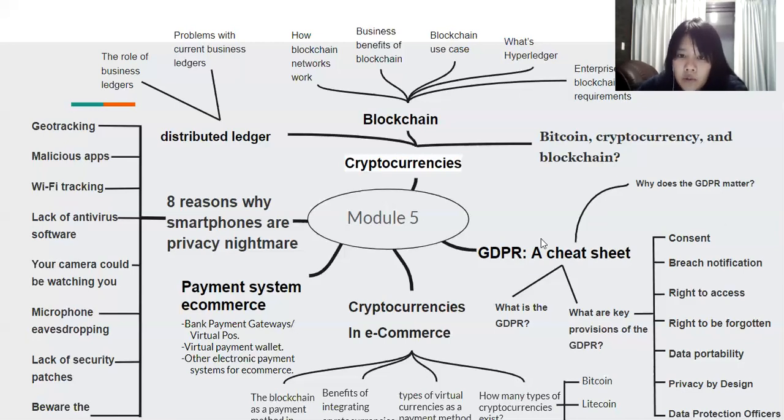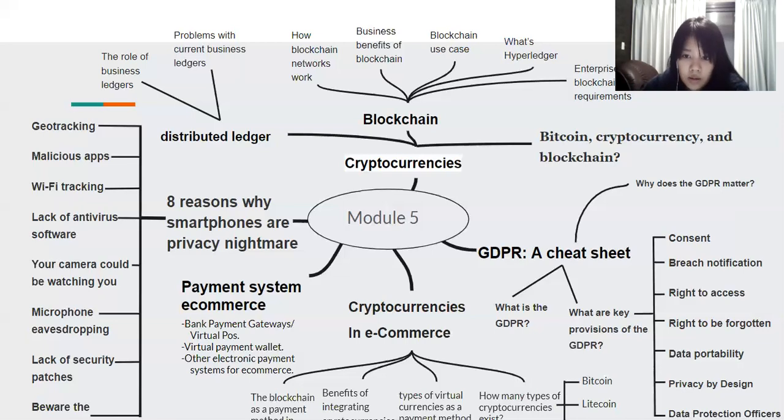The next topic we have here is GDPR: a cheat sheet. GDPR is the enforcement of the European Union General Data Protection Regulation. It applies to any company that transacts with European citizens. It went into effect in 2018 for all European Union citizens and related businesses. What is GDPR? It codifies and unifies data privacy laws across all European Union member countries.